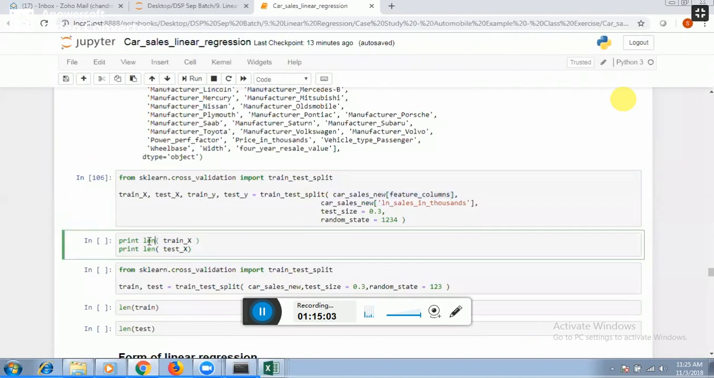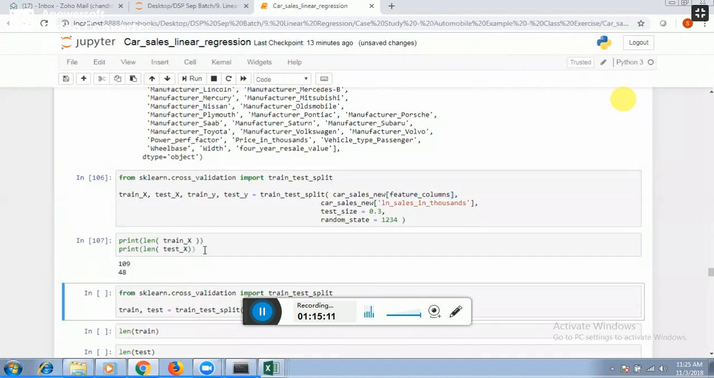Suppose you look at my total number of observations. How many observations are there? Around 157 observations. If you look at my train and test, how much? 109 and 48. So 157 observations, 30% means what? Approximately 48. So that is what you got.